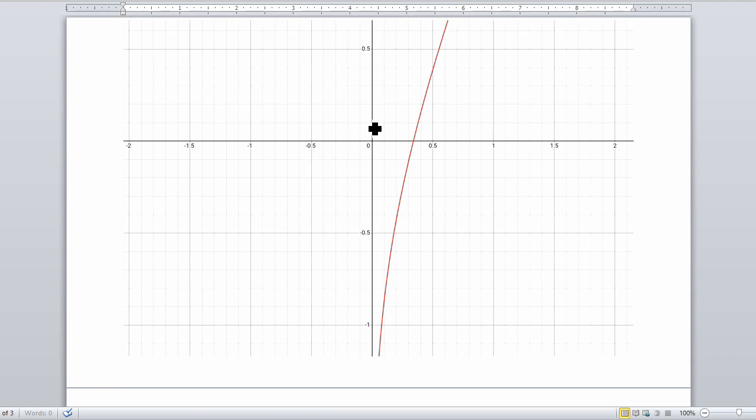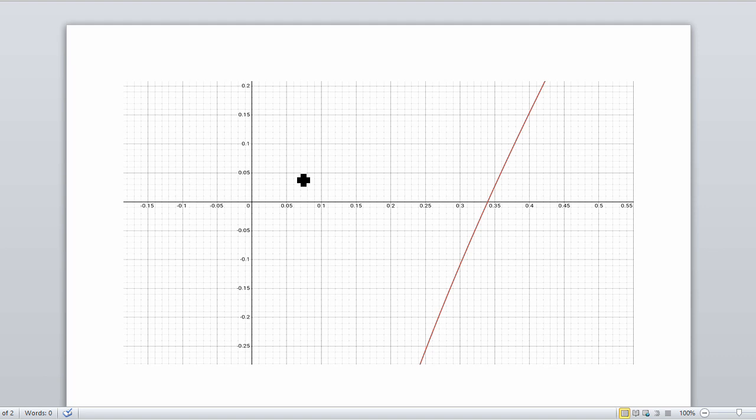And this curve here, this is how it appears. You can see the curve running in that form, and from the graph, the value of x is going to be where the curve cuts the x-axis.